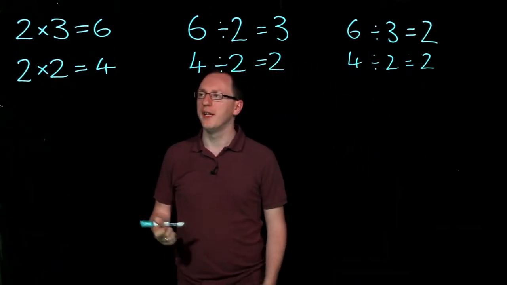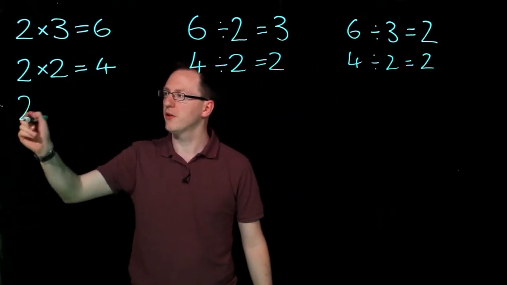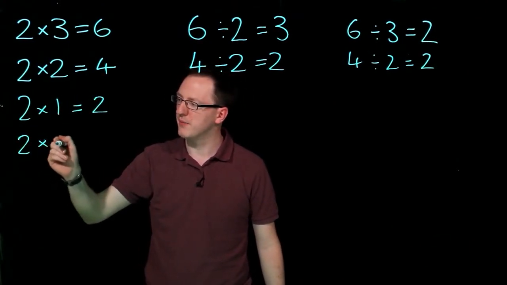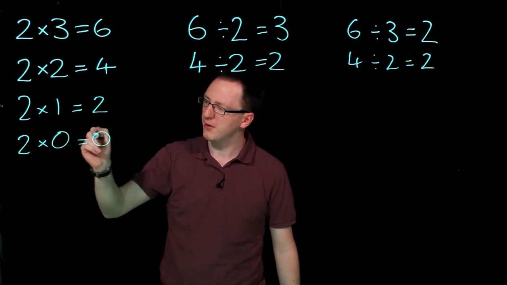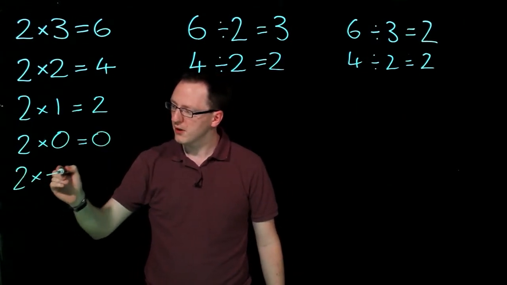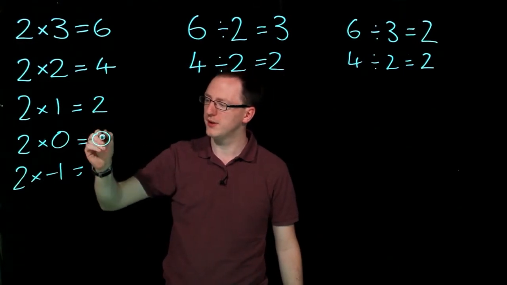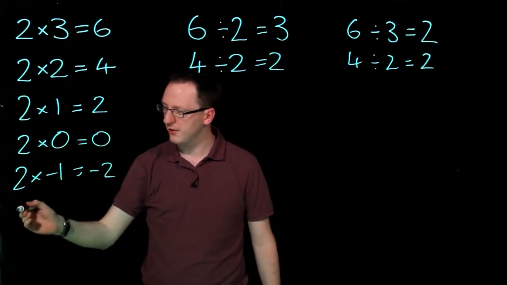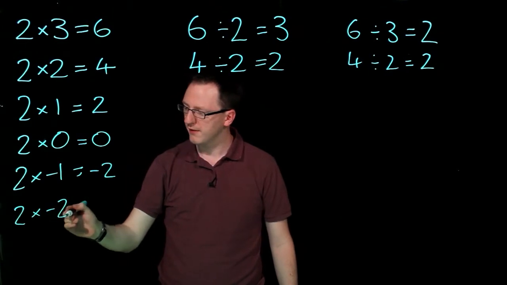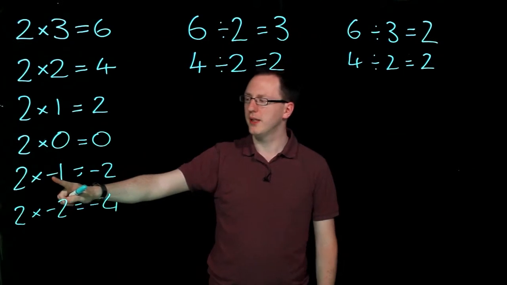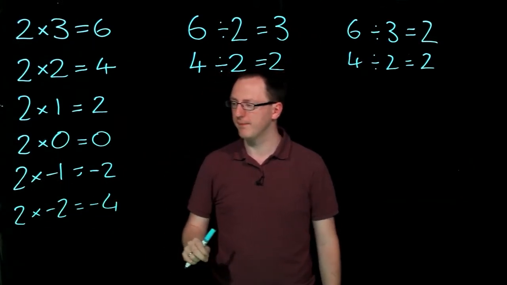We've seen in other videos that if we continue this down, we've got 2 times 1 equals 2, 2 times 0 equals 0, and as we get into negatives, this pattern continues: 6, 4, 2, 0, negative 2, negative 4. Well, let me look at the multiplication facts that we can derive from this calculation.